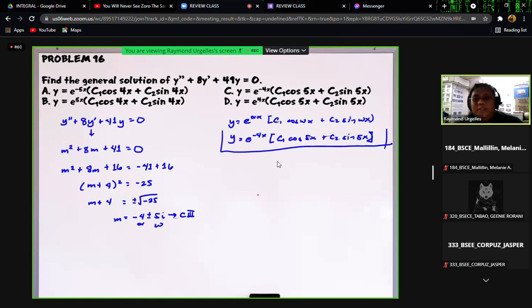Looking at the choices, this is letter C. Okay? There was one like this that came out in a board exam: y double prime plus 10y prime plus 41y equals 0. If you try that one, this is the answer that comes out. But again, just practice if you want to try. Any questions about this?